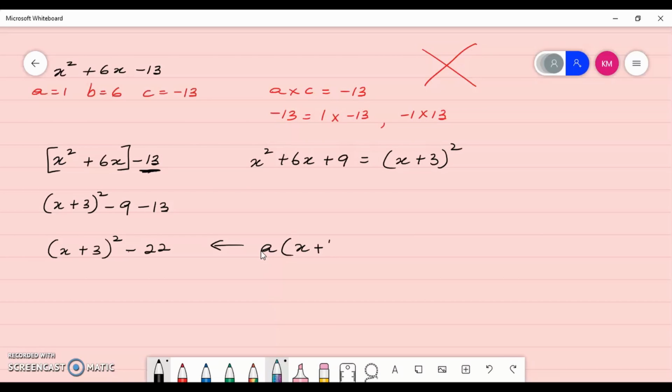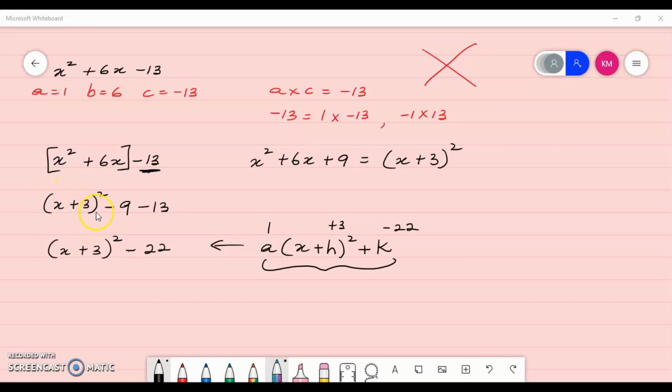a(x plus h) squared plus k, where this form is the result of completing the square, and in this case a is that number in front here and it's understood to be 1, h is positive 3, and k in this case is negative 22.